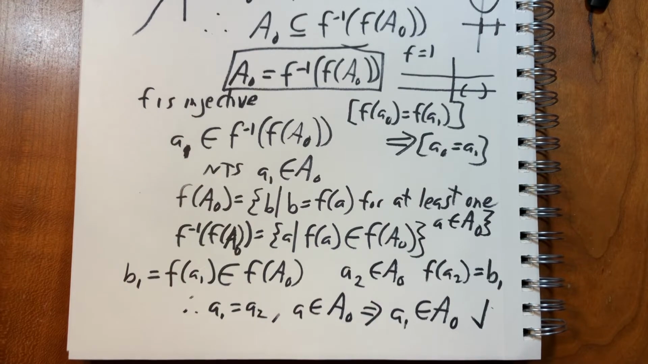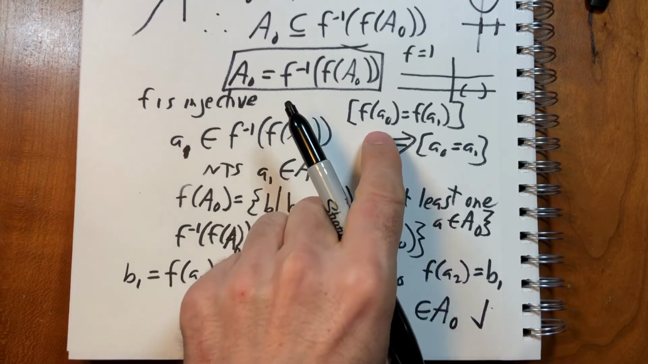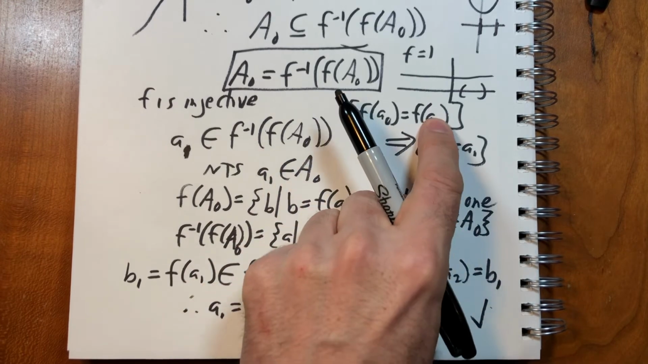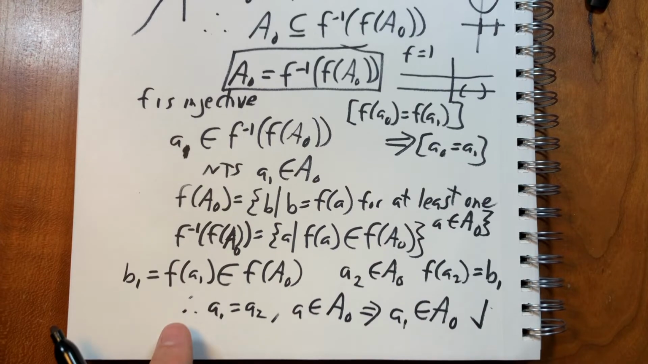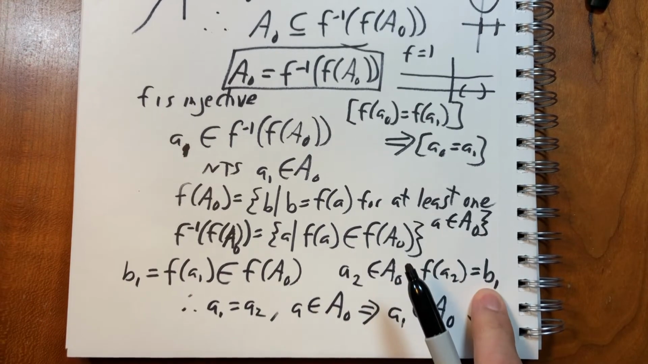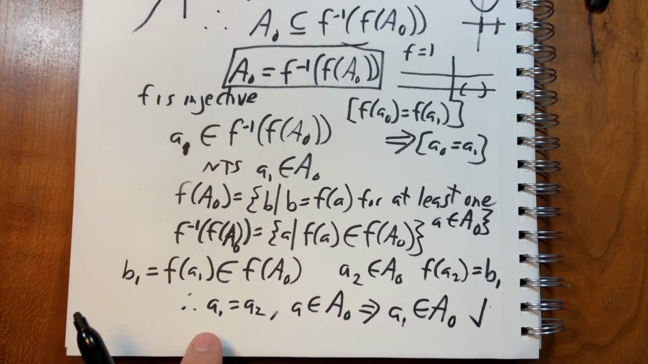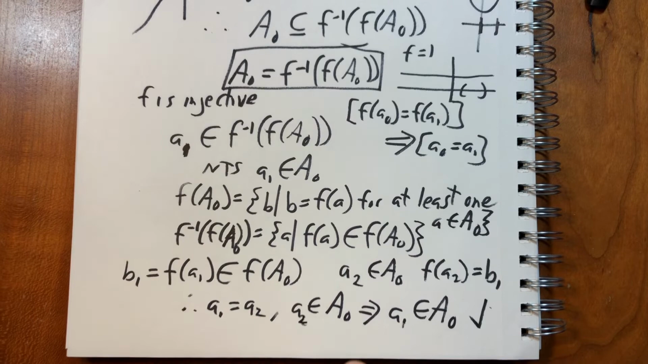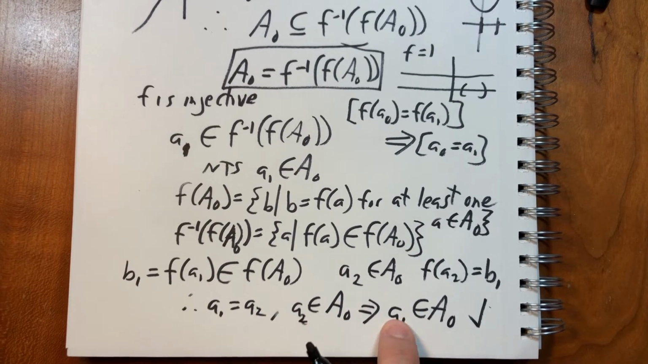Now, in this case, though, the important thing is that f is injective. And that means that if f of A1 equals f of A2, then A1 equals A2. And that's what we just showed, because we have that f of A1 equals B1, and we have that f of A2 equals B1. So f of A1 equals f of A2, that means that A1 equals A2. We just said that A2 is an element of A0. So if they're equal, then A1 must be an element of A0 as well.